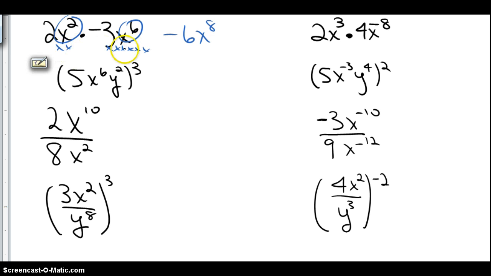And again, if you're not sure, write it out. And again, the trick is when you're multiplying exponents, you add them. So multiplying, you add the exponents.